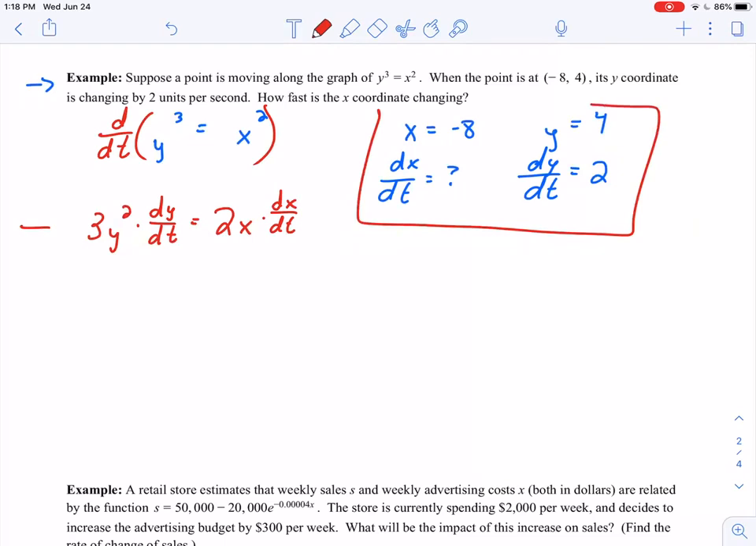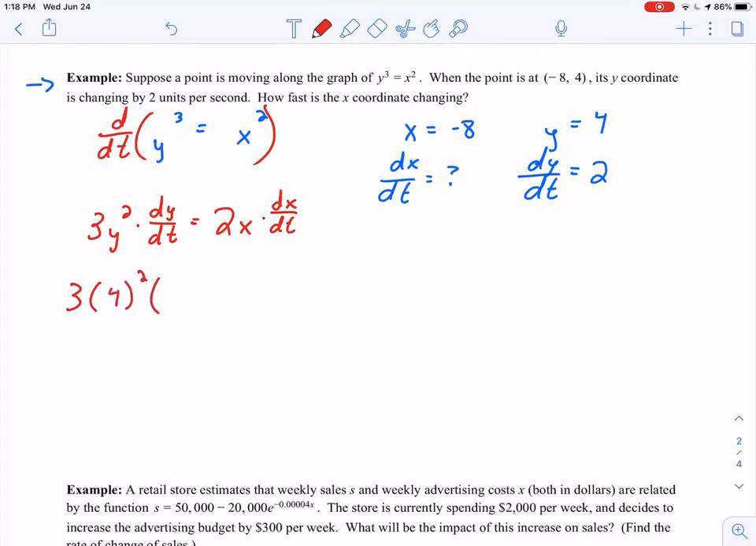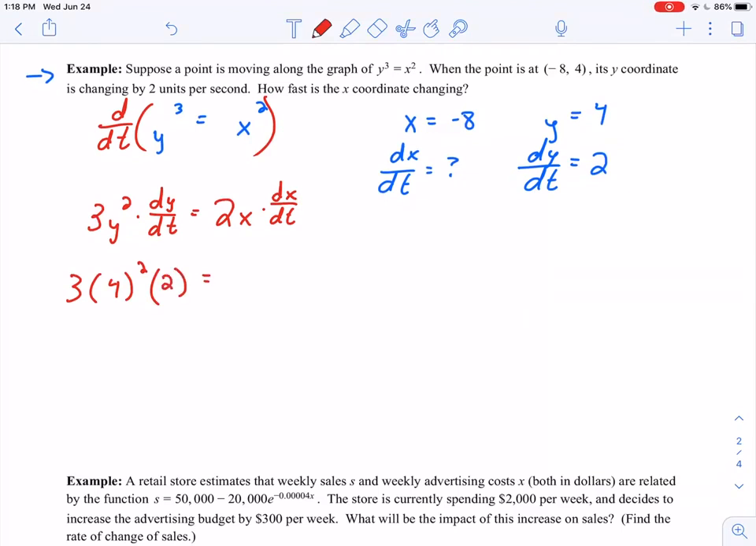Let's take everything that we know and plug it into that derivative. So let's see. Let's erase this so we don't mix it up for a negative. 3 times y, what is y? That's 4 squared, times dy over dt, that's 2, equals 2 times x, which is negative 8, times dx over dt. So I should have this equation which I can solve for dx over dt. So this is 3 times 16 times 2 is equal to negative 16 dx over dt.